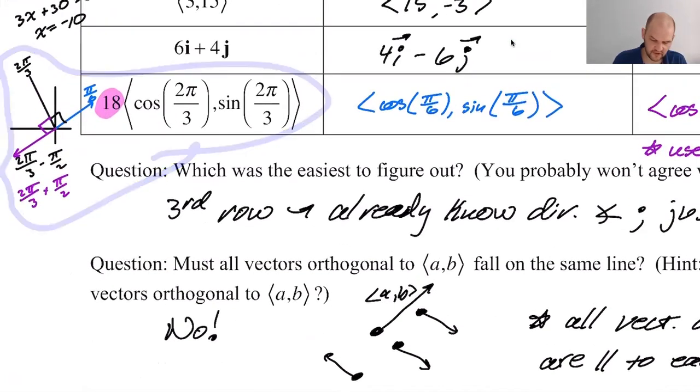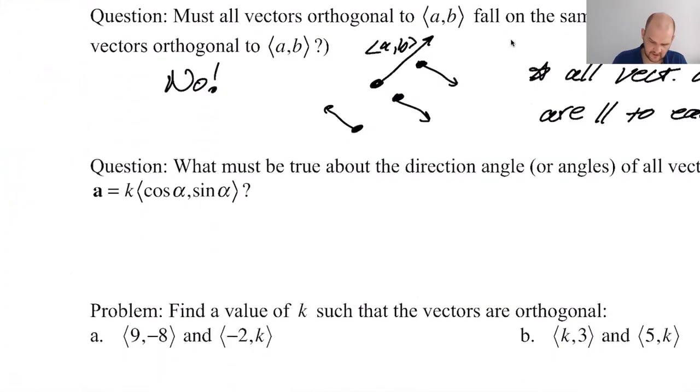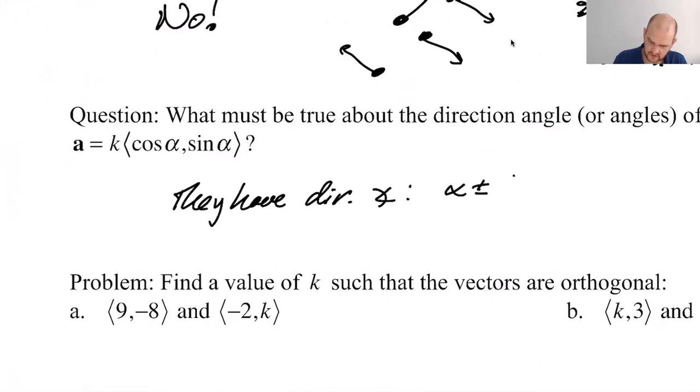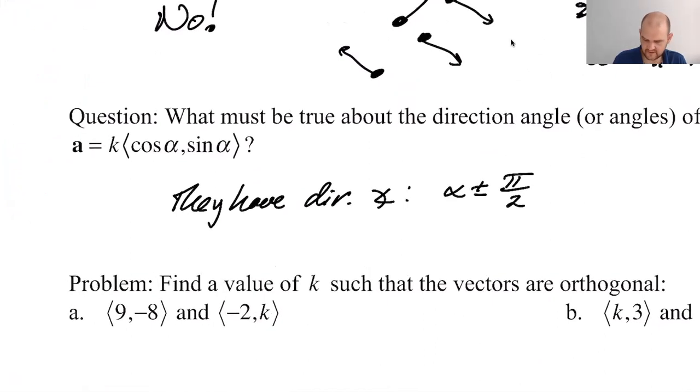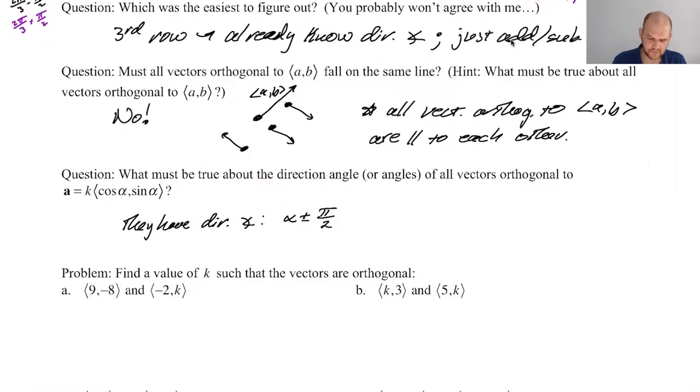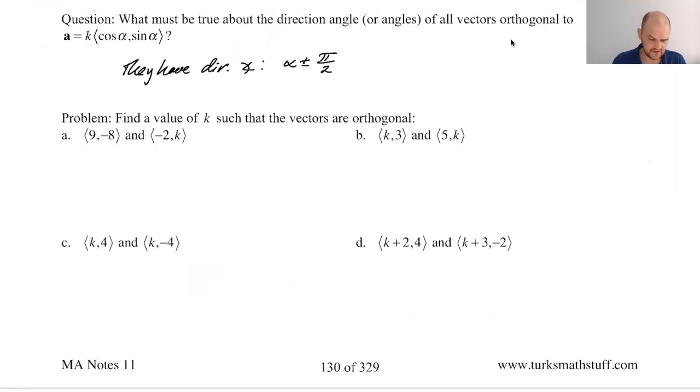So if we know the direction angle is alpha, then they have a direction angle of alpha plus or minus pi over 2. So these are good. You should go back and think about all these things, but me spending more time talking about them I don't think is going to help you to think about them. So draw some pictures, play around, come up with a bunch of different answers, see what you can do.